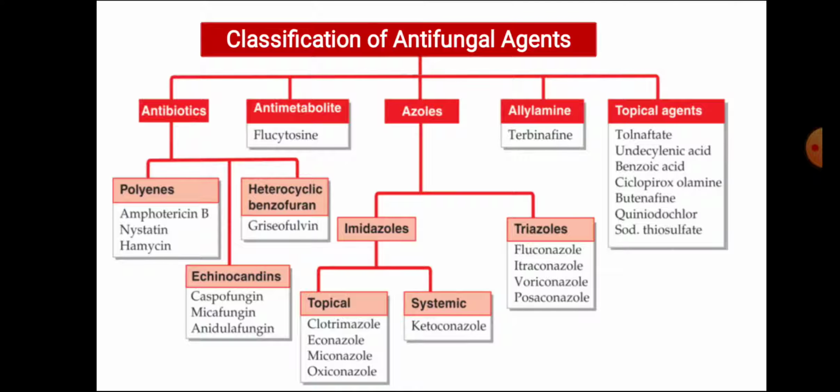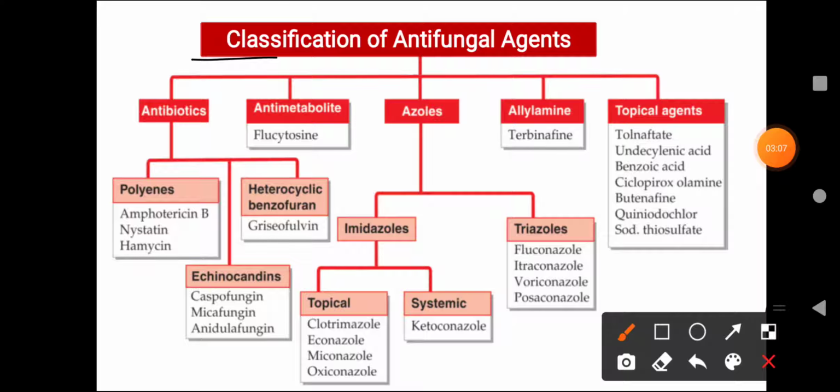Now let us come to the classification of the antifungal agents. These are classified as antibiotics, antimetabolites, azoles, allylamines, and topical agents. Antibiotics are again classified as polyenes and heterocyclic benzofurans. Examples for the polyene antibiotics are amphotericin B and hamycin. For heterocyclic benzofurans, the most important example is griseofulvin. An example for the antimetabolite antifungal agents is flucytosine.